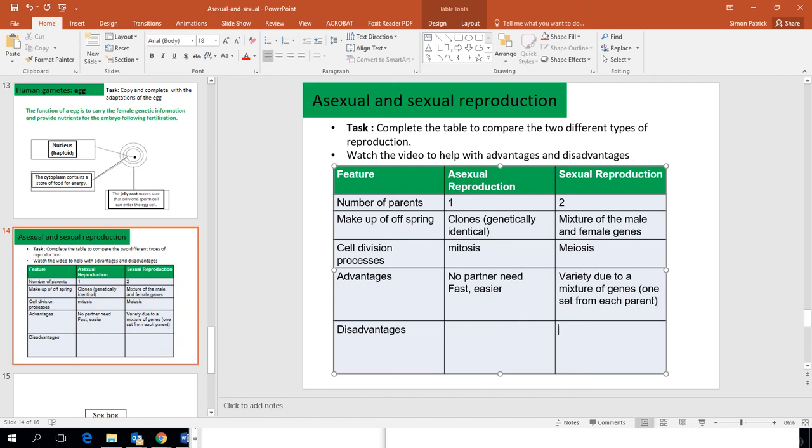Disadvantages, it can be difficult to find a partner, and it takes a lot of energy. You just have to think of the courtship rituals of things like birds, to think about all the energy which goes into making sure that they will find a mate. Disadvantage of asexual reproduction is there's no variety, which means that a disease could wipe out the entire population.